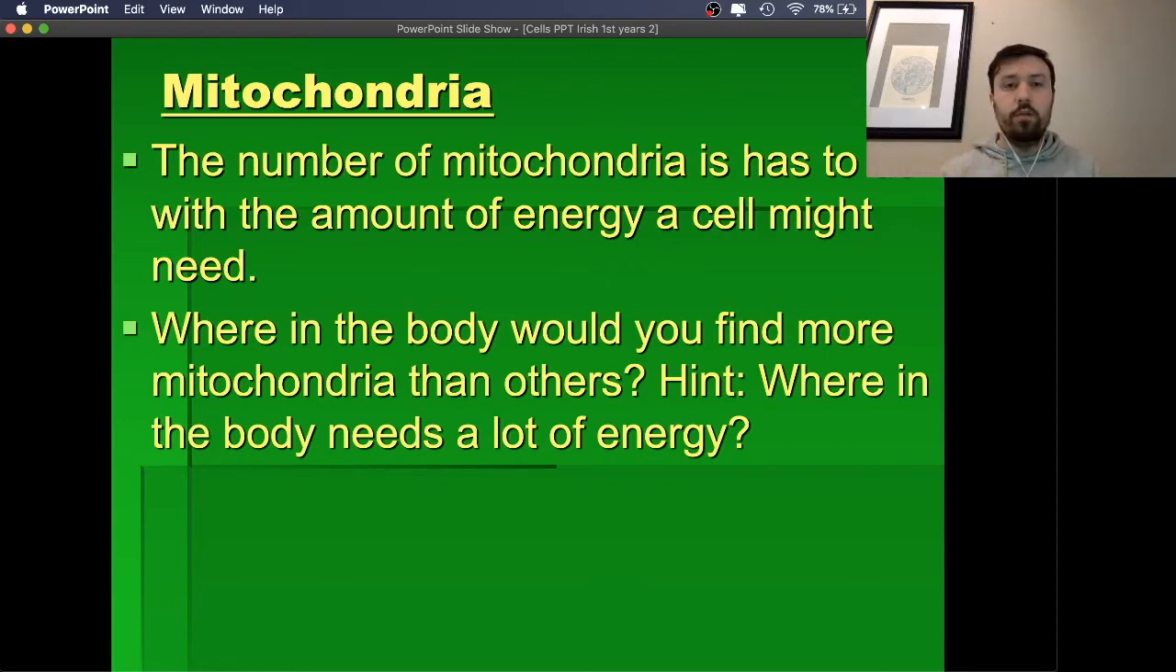So we have skin cells, right? We have brain cells or nerve cells, right? We have all different kinds of cells. Your muscle cells, the things that make up your muscles, need a lot of mitochondria.